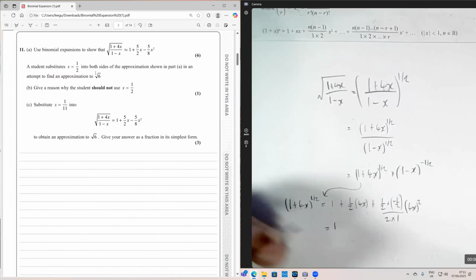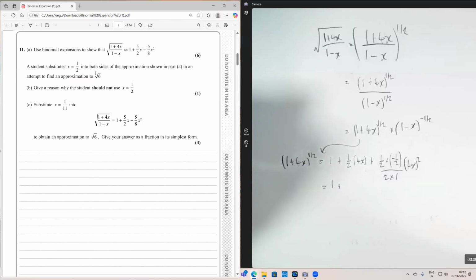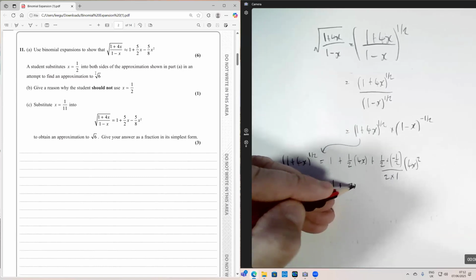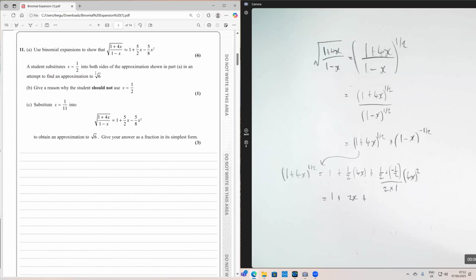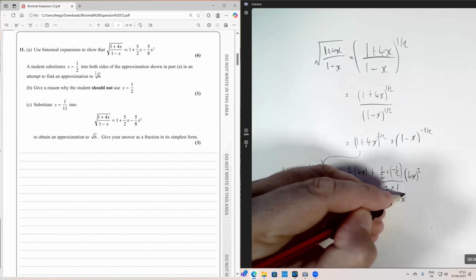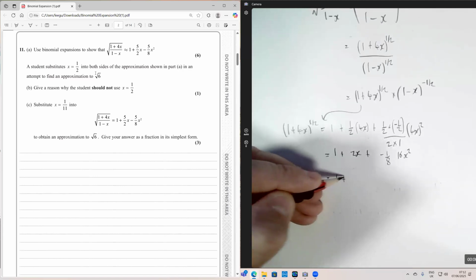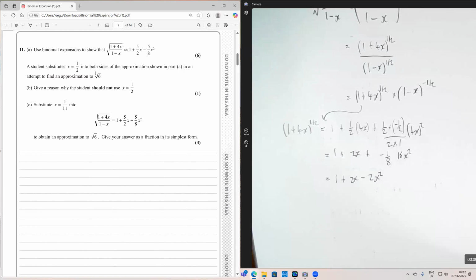So when we evaluate that, it goes to 1 plus 2x. And then let's look at the next one. That is going to be 1 minus a half, minus a half. So a half times minus a half is going to be minus a quarter, and minus a quarter divided by 2 is going to be minus 1/8. And that is going to be times 16x squared. So we're going to have 1 plus 2x minus 2x squared. There we go, 1 add 2x minus 2x squared. That's perfect.